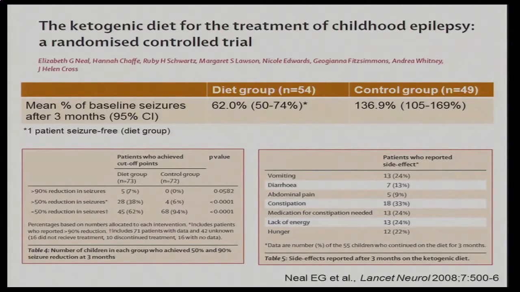This is a nice randomized controlled trial performed in children at Great Ormond Street in London, and showed how patients randomized to the diet experienced an improvement in their seizures. The seizure frequency improved by about 40%, whereas the control group experienced an increase in seizure frequency. The problem with the diet is compliance. It's difficult to comply with a strict diet, and this is why new diets have been introduced to improve compliance, such as the modified Atkins diet.